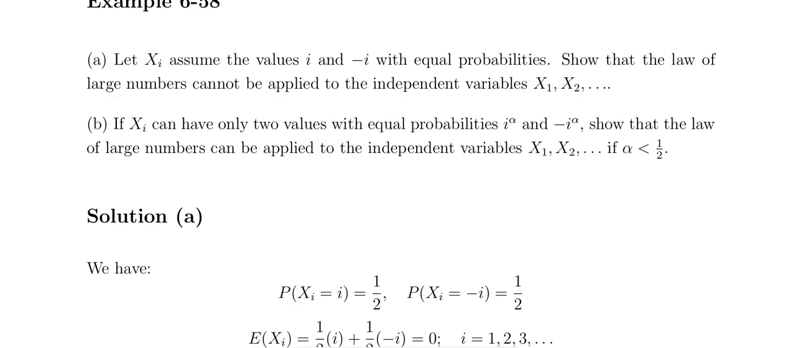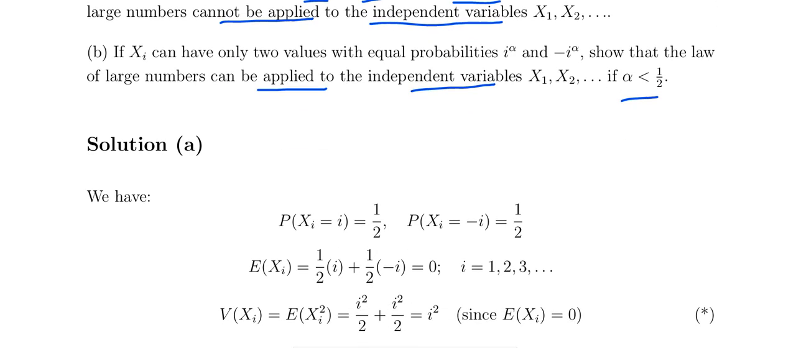And xi assumes the values i and minus i with equal probabilities. If xi can have only the two values, with equal probabilities, i power alpha and minus i power alpha, show that the law of large numbers can be applied to the independent random variables x1, x2 and so on if alpha is less than 1/2.